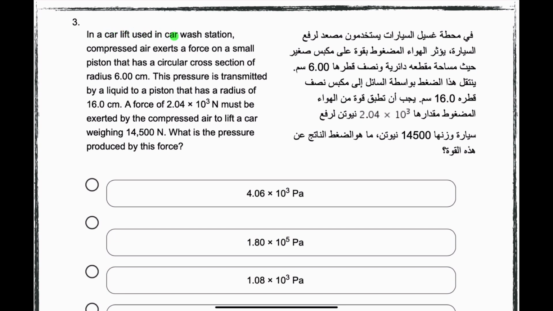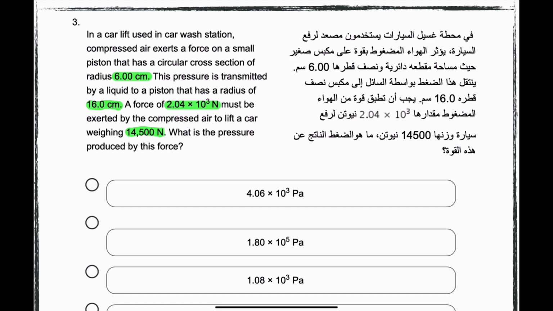In a car lift used in a car wash station, compressed air exerts a force on a small piston that has a circular cross-section of radius 6 centimeters. This pressure is transmitted by a liquid to a piston that has a radius of 16 centimeters. A force of 2.04 times 10 to the power of 3 newtons must be exerted by the compressed air to lift a car weighing 14,500 newtons. What is the pressure produced by this force?